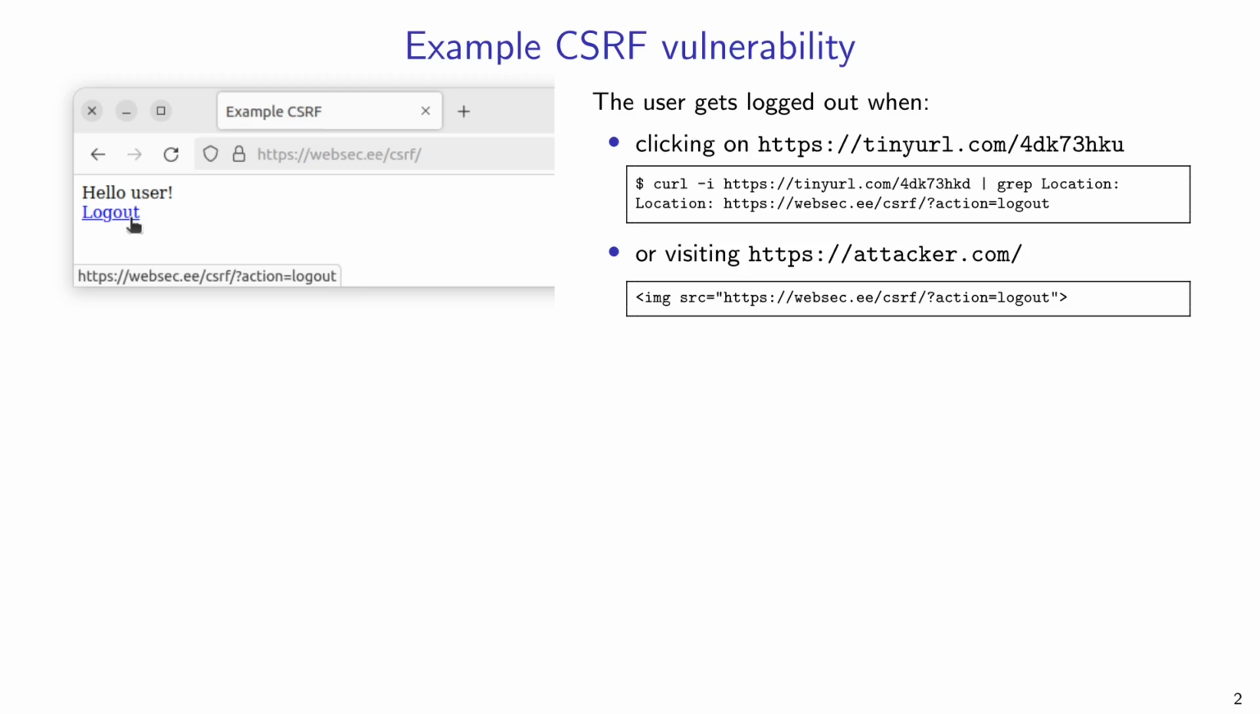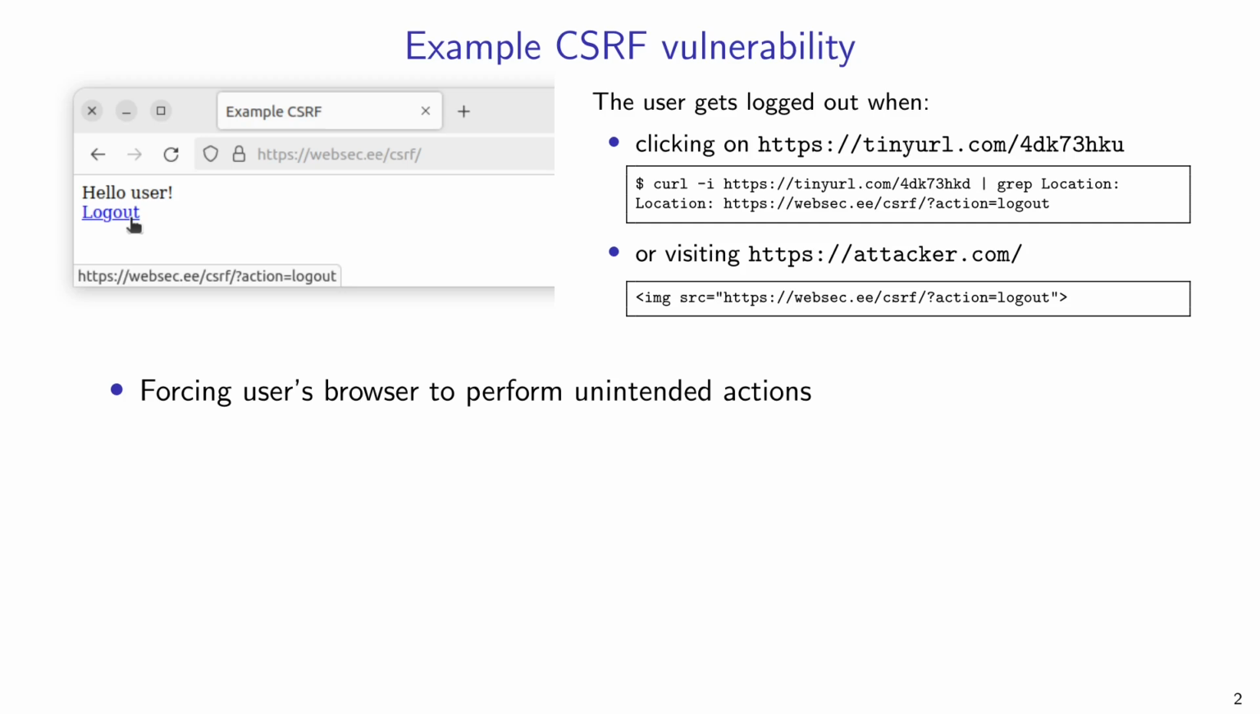And just to note, this image tag exploit is actually much more stealthy because the request will be performed in the background. Whereas in this case, the user's browser will be navigated to the target website. But anyhow, as you see, this is not a nice situation where by visiting attacker.com, the user gets automatically logged out from the affected website. Logging out, of course, is not the worst thing that can happen, but I think you got the point that this is a problem.